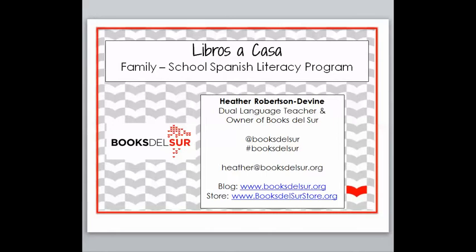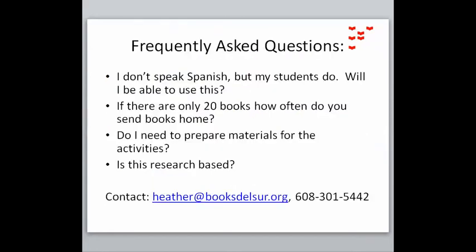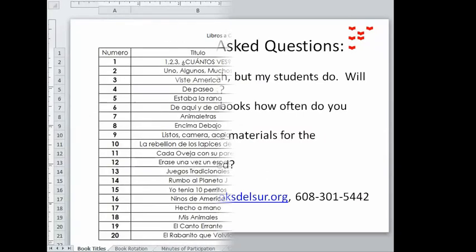I've already done an introduction to the why of the program and what the different parts are. This video is to show you the parts of what each set includes: the 20 authentic Spanish children's picture books, the parent consent letter, the management system, and the different newsletters with early literacy information. There's also a frequently asked questions section, so please feel free to check that out.